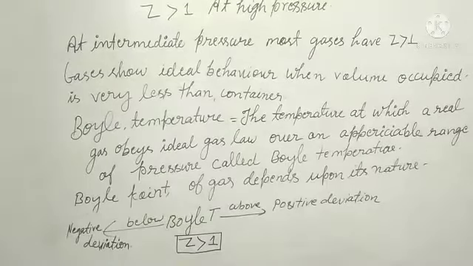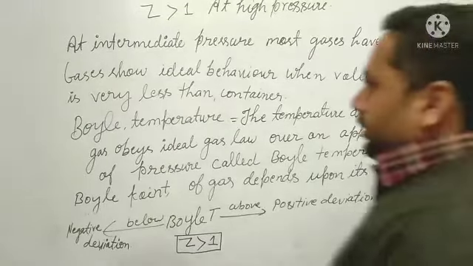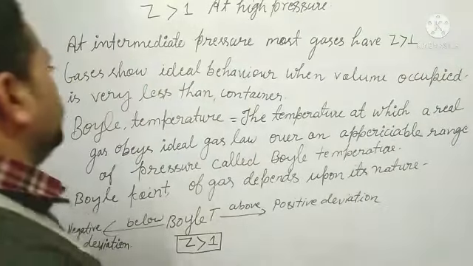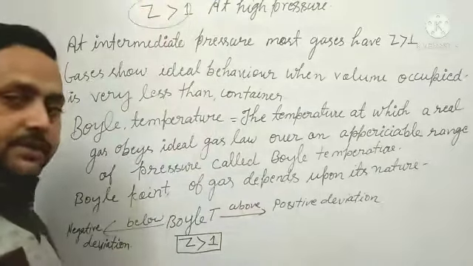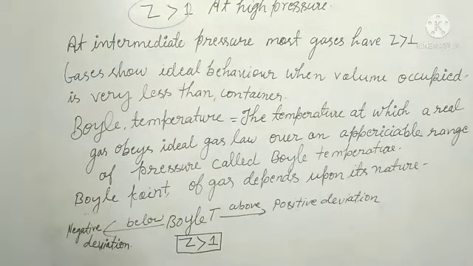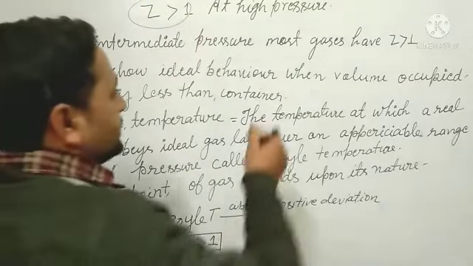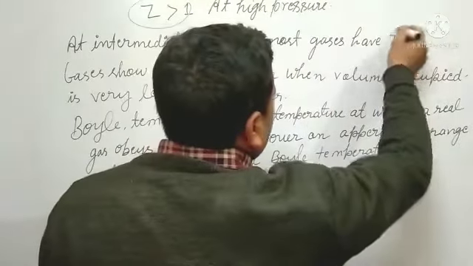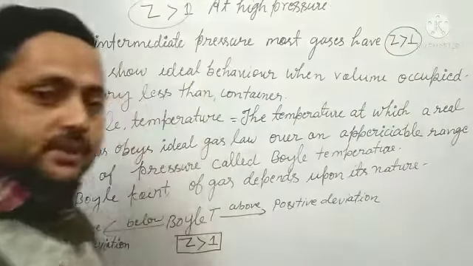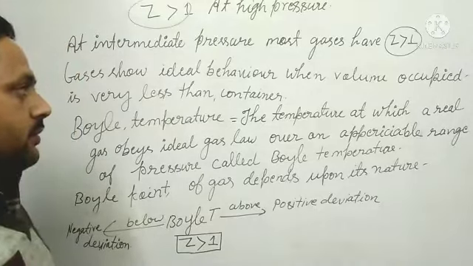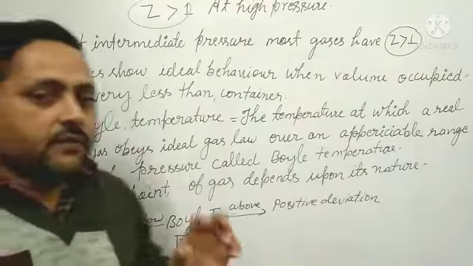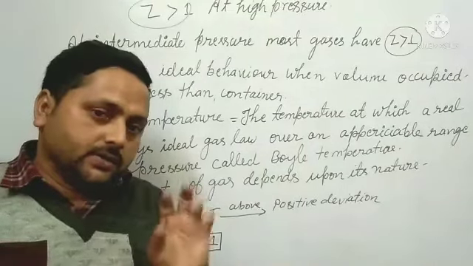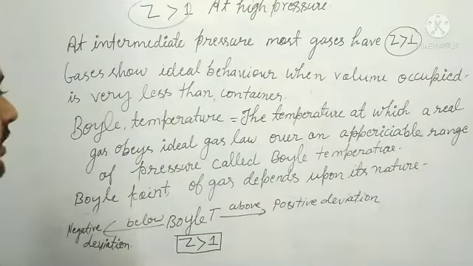So let us see here, students, the Z value is greater than 1 at high pressure. At intermediate pressure, most gases have a Z value of more than 1. Gases show ideal behavior when the volume is very small.